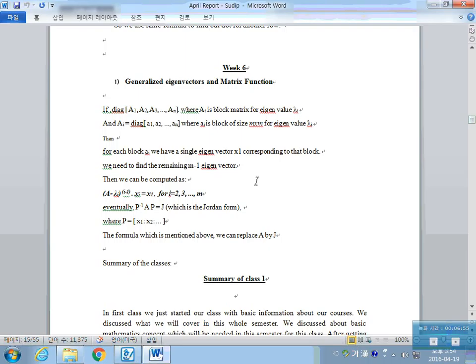For example, if it is a 3 by 3 Jordan canonical one block, and one corresponding eigenvector is given, then to find the other two eigenvectors, we use this formula.